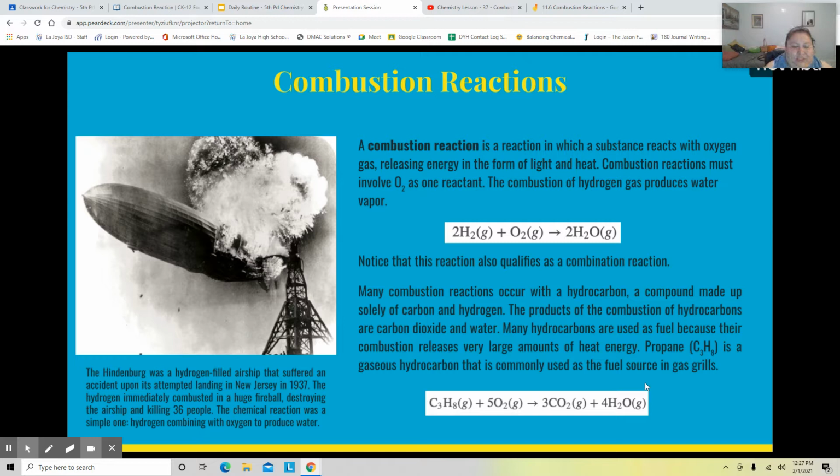So let's talk about the picture. In the picture, you have something known as the Hindenburg. The Hindenburg was, I think, a German creation, I think it came from Germany. But either way, it was a hydrogen-filled airship that suffered an accident when it was trying to land in New Jersey in the 1930s.